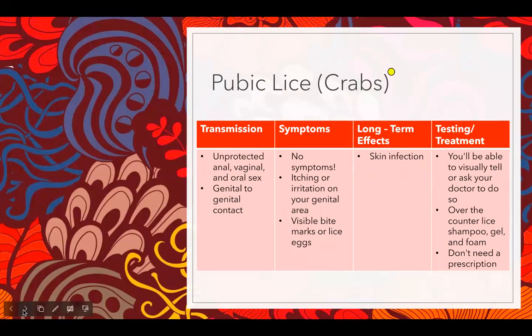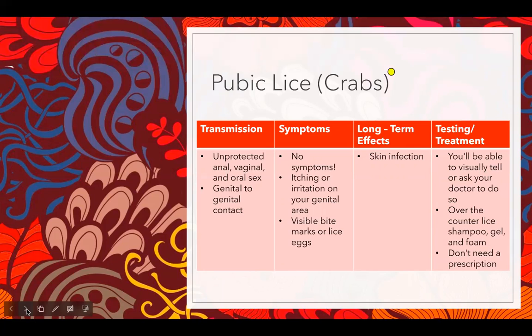Moving forward, we have pubic lice, also known as crabs. So pubic lice are one of those STIs that, regardless of you using a condom, you can get through genital to genital contact. So notice how for the past two, the transmission was unprotected. So for the other three, if you use a barrier method, you can prevent yourself from getting those STIs. For pubic lice or crabs, it's a little bit more difficult because it's just any genital to genital contact, regardless of using a condom or not.